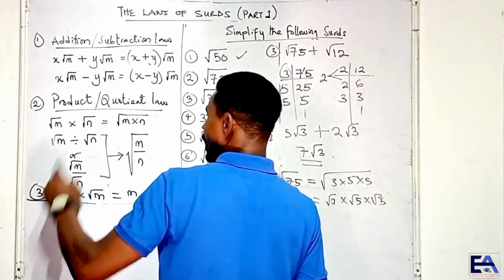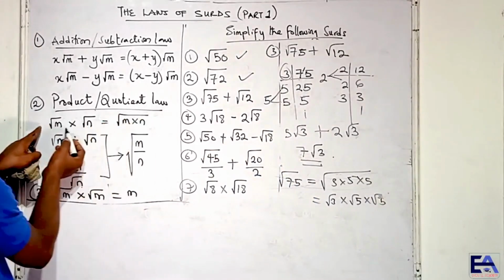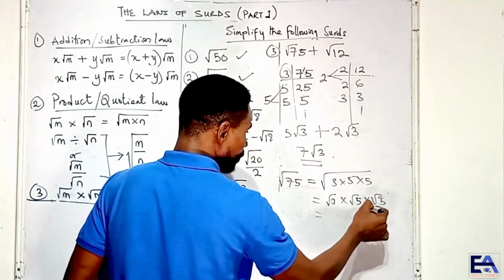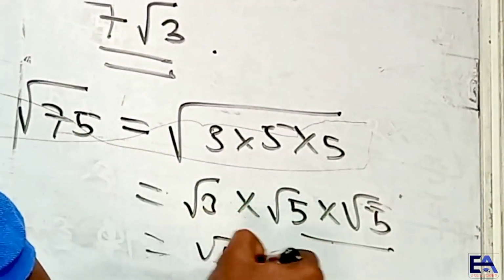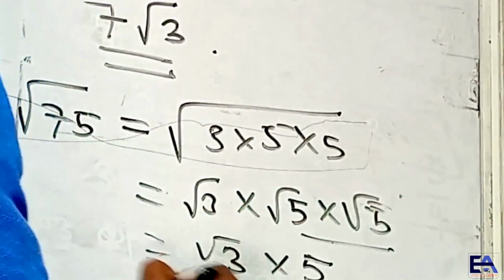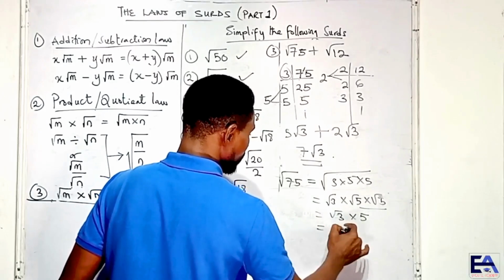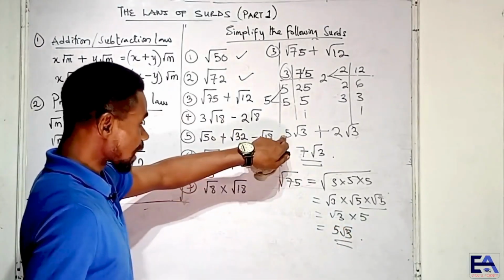Okay, according to this product law here, the overall umbrella can be broken down into individual stuff, and then you just have root 5 times root 5. According to this law, that gives you an ordinary 5. So you have root 3 multiplied by 5, and that is going to give you 5 root 3. Okay, so that's how we got this one.